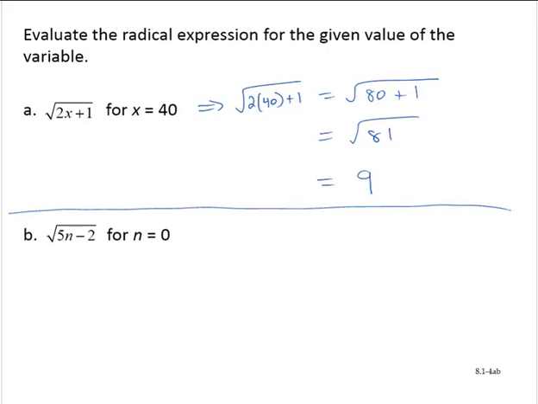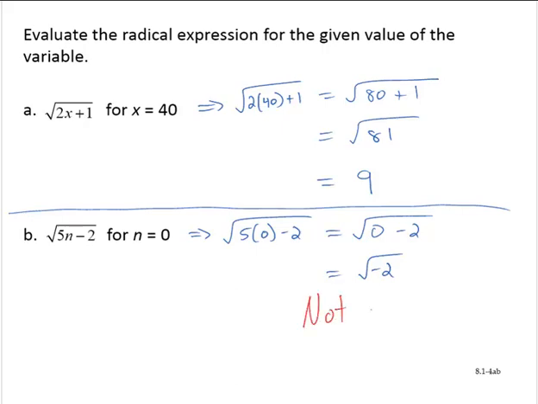In exercise B, we have the square root of 5n minus 2 for n equals 0, making the appropriate substitution. Following the order of operations, we would have the square root of 0 minus 2, which is the square root of negative 2. And since we are dealing with just the real number system, we would have to say that this is not real. The square root of negative 2 is not real.